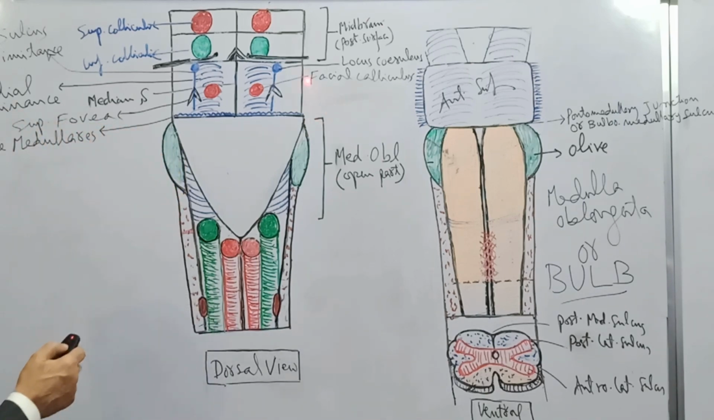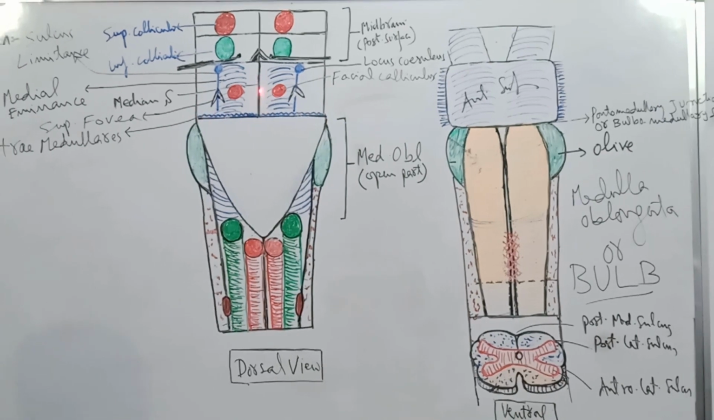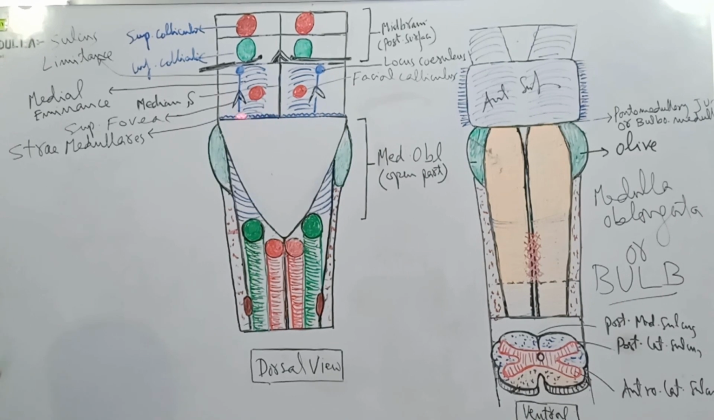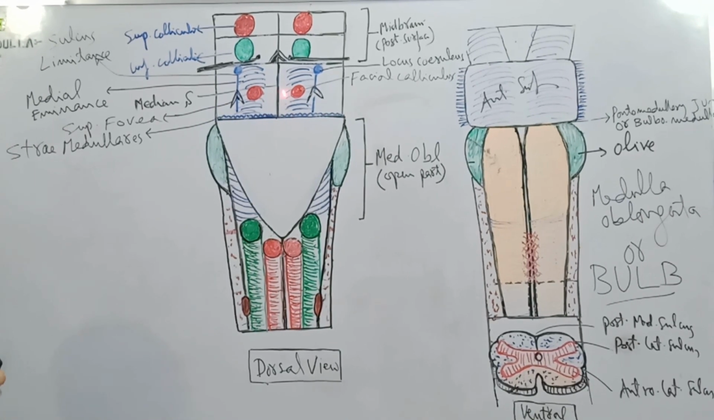So here between the dorsal surface of the pons and the dorsal surface of the open part of the medulla oblongata, this is marked by a number of nerve fibers called striae medullares. And the striae medullares are at the pontomedullary junction or bulbopontine sulcus.